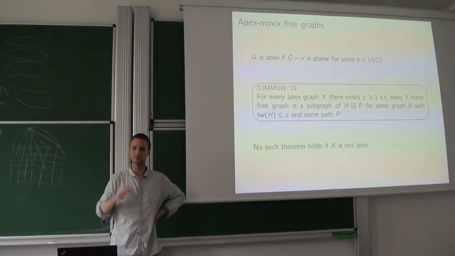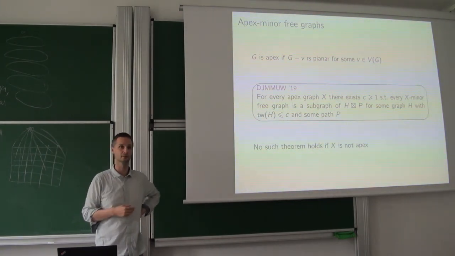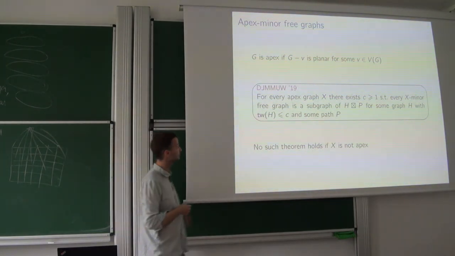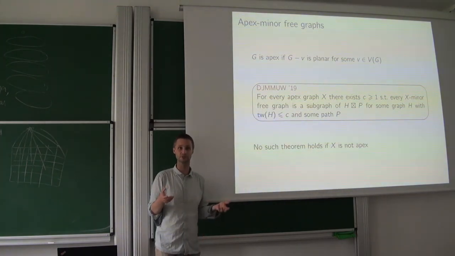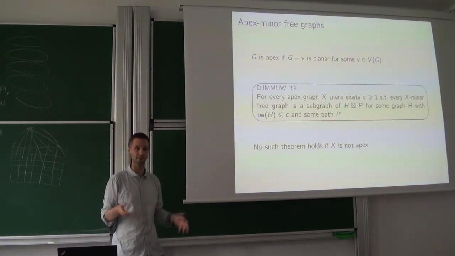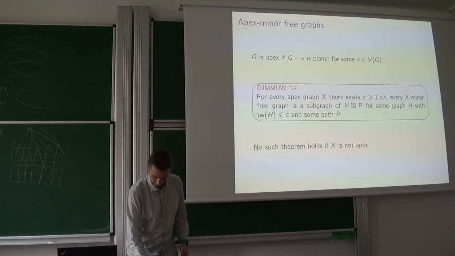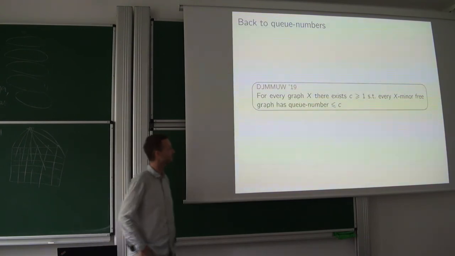So pyramids are like the canonical obstruction to having a product structure in this sense. Right? So in terms of proper minor closed classes, this is the end of the story. You have a product structure if you forbid an apex graph as a minor, and you don't if you forbid something else. All right. Now, let's go back to Q numbers.